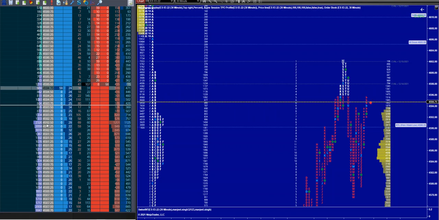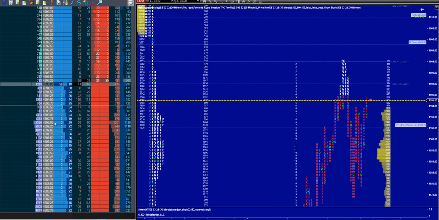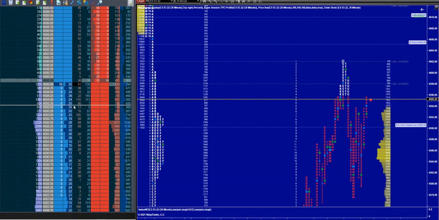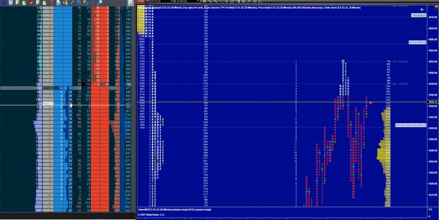As we could see here, 4592.50 is where the maximum volume was traded, and the sell volume was 1200 and buy was 1125. Now we are seeing the buyers are trying to step in inside the sellers' zone, and they are trying to buy all the offers aggressively, right? So buyers are in aggressive mode right now.